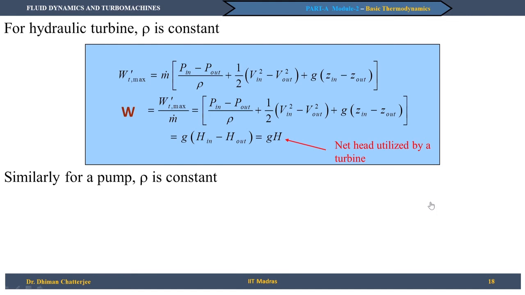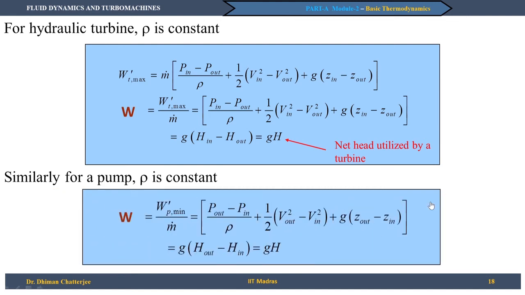Similarly, for a pump, rho is constant and we can get the specific work again established in terms of g into H, but in this case the relationship is (P_out minus P_in) by rho plus (V_out square minus V_in square) divided by 2 plus g (Z_out minus Z_in). In this case, please note that this H is the head developed by the pump. So, we will come across these terms, the net head utilized by the turbine and the head developed by the pump, when we talk about pumps and turbines in the next week.